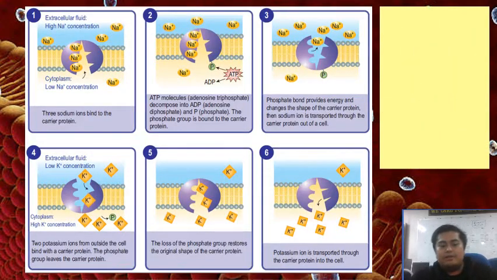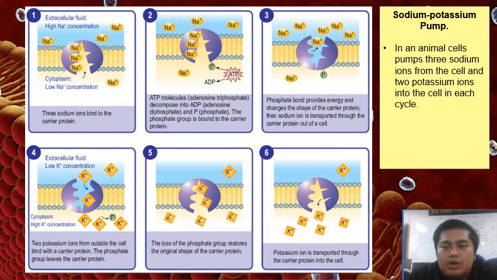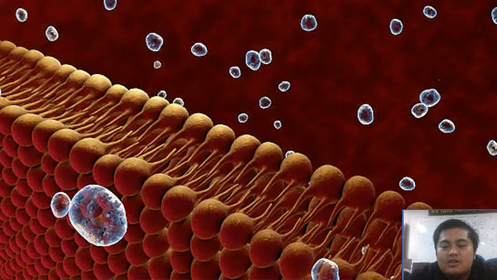So inilah apa yang berlaku. So pump ni kita panggil sebagai sodium-potassium pump. So in an animal cell, it pumps 3 sodium ions out from the cell and 2 potassium ions into the cell in each cycle. So both ions move against their concentration gradient. Nak tahu lebih lanjut, nanti saya akan bagi video dia.